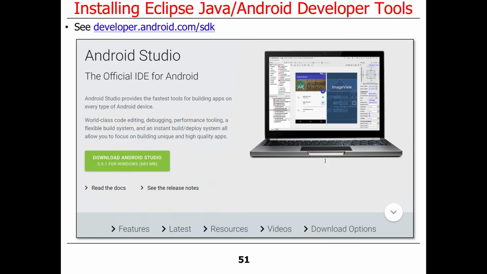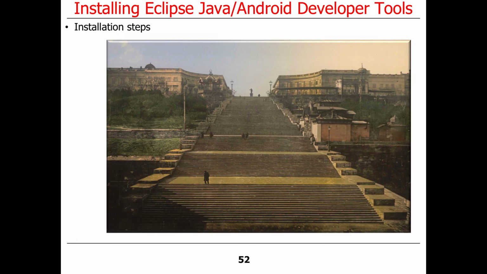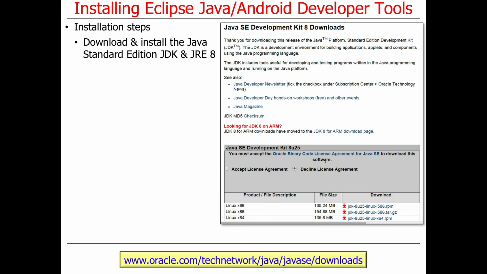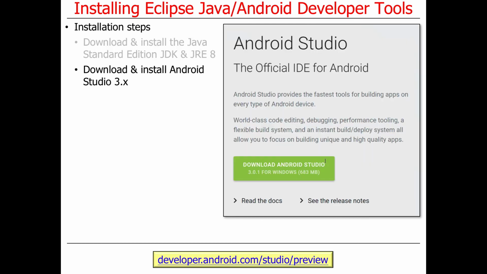So if you go to the Android website, at this link, you'll see this picture, because I did a snapshot of this a day or so ago. And this is how you get Android Studio. Basically, what you'll do is download Android Studio, download and install the Java 8 JDK and JRE. Then you download and install Android Studio 3.x. This is 3.0.1, I think, the latest stable version.